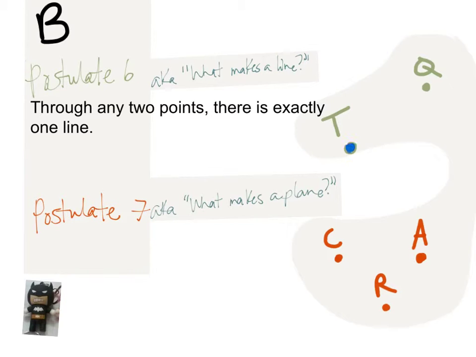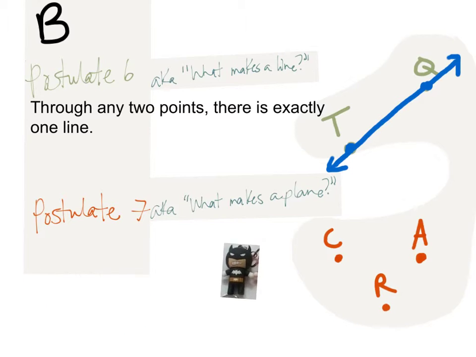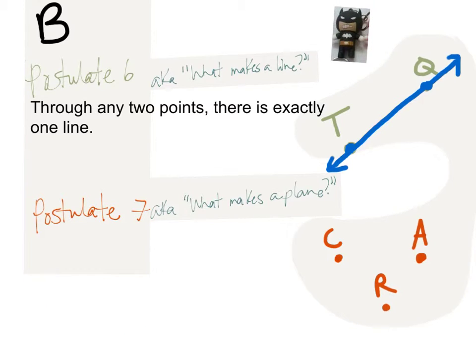So here's point T, and here's point Q. If I connect these, there's only one way to connect these 2 points, and that's with one line, exactly one line. And that's one of the postulates. The second postulate you're going to be talking about is Postulate 7. I'm going to move Batman kind of out of the way here.